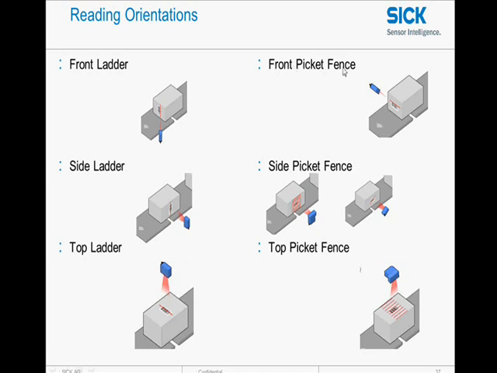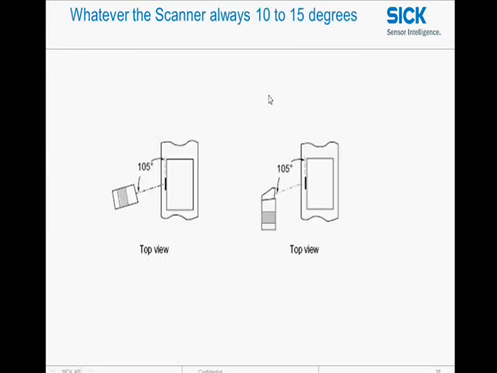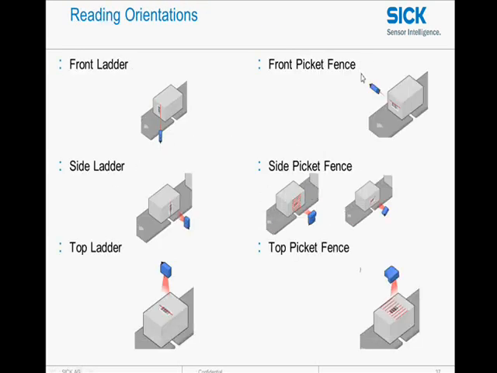Here's a front picket fence code, and this is where people get confused. You don't always have to use an oscillating mirror scanner to read a picket fence code. Because as the box goes forwards, the laser effectively sweeps up through the code, so it scans the whole code for us.